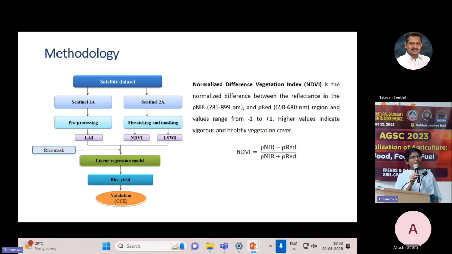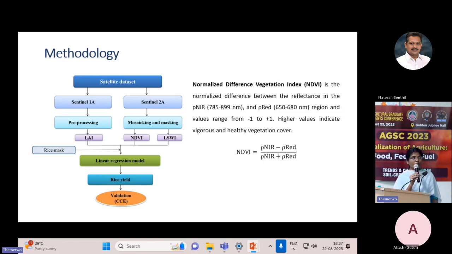This is the overall methodology. We have to download the two satellite data, Sentinel 1 and Sentinel 2A, and carry out the pre-processing. In Sentinel 1A, the pre-processing consists of 6 steps, carried out in Mapscape software, including mosaicing, co-registration, and INLD filtering. From that, we can calculate the leaf area index.